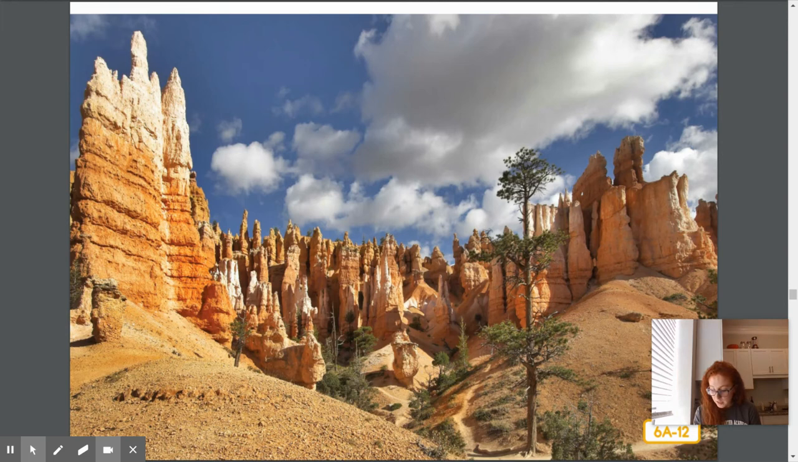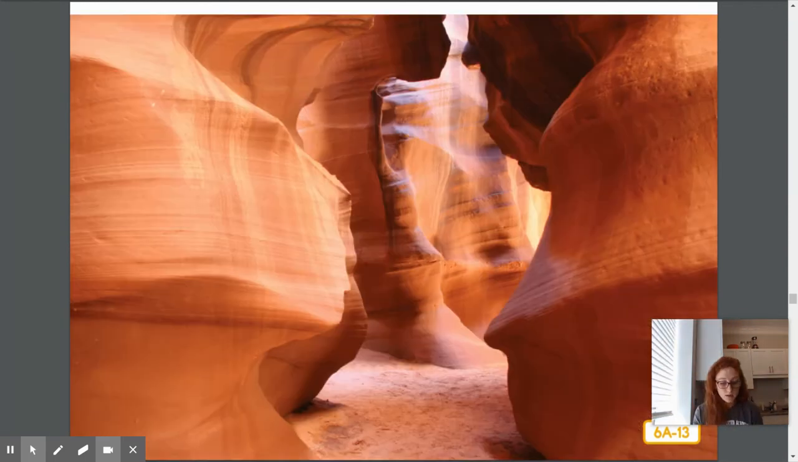This photo was taken in Bryce Canyon in the state of Utah, which is known for its unique sandstone formations. Wow, very cool. Here's another sandstone canyon I thought you would like to see. Antelope Canyon in Arizona is a very special place.